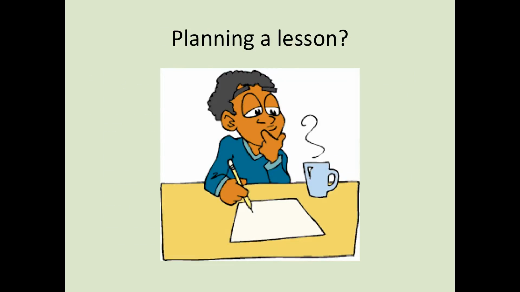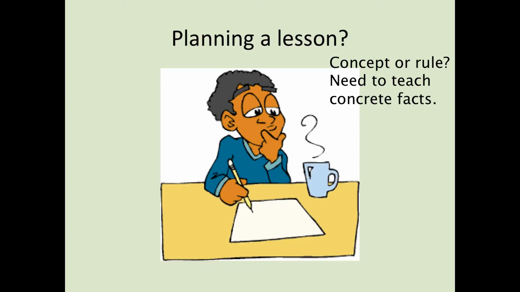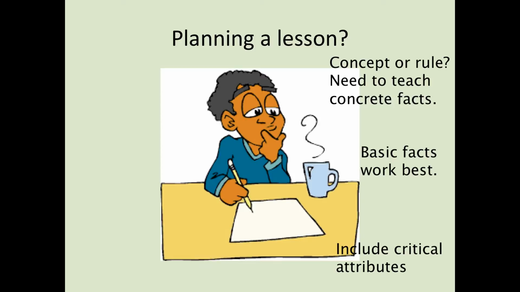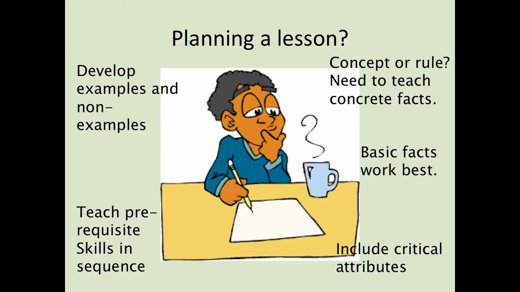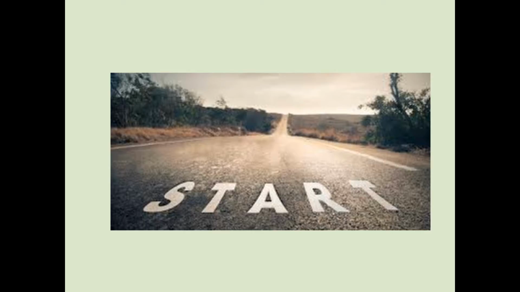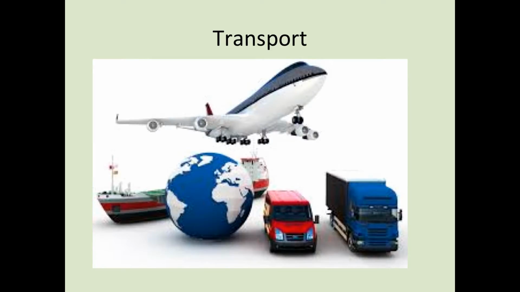So when we're planning a lesson, there are several things that we have to start with. First of all, we look at the concept or the rule. We need to teach concrete facts, and direct instruction is very appropriate for teaching concrete facts. Basic facts work best. We start with including the critical attributes of whatever we're teaching, then we develop examples and non-examples, and then we teach prerequisite skills in sequence. So let's start with an example. Let's say that we're going to look at the word transport or the concept of transport.